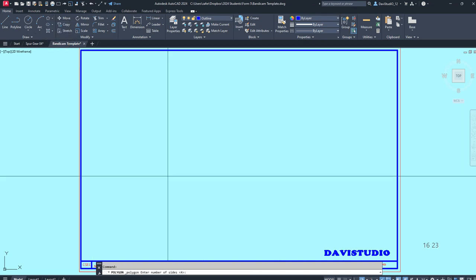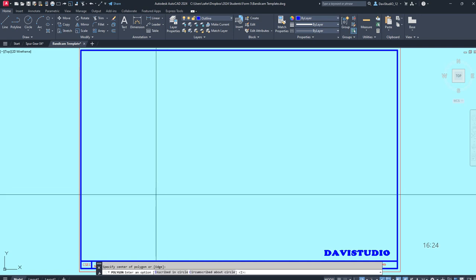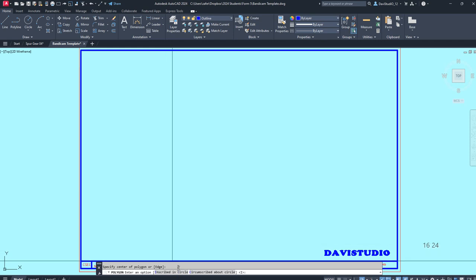Polygon, number of sides, 6. Now we're given the center of the polygon. Let's put the center of the polygon here. Is it inscribed to a circle or circumscribed to a circle? You're given the distance 40 AC. That means 40 across corner, so therefore it is going to be inside. So you click on inscribe circle.